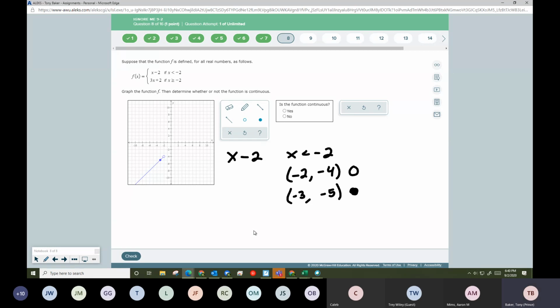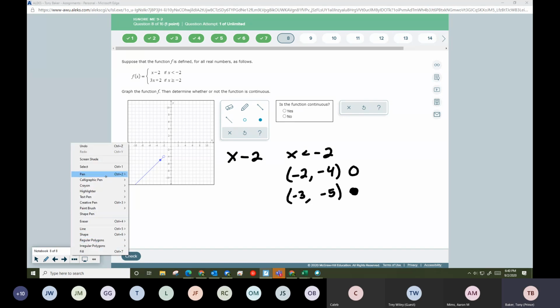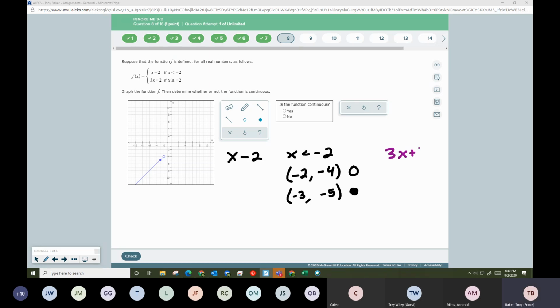Okay, now I'm going to do the other equation. I'm going to do the 3x plus 2, and this one is x greater than or equal to -2. Same thing, I'm going to use -2 because that's the point they gave me. I plug that in: -2 times 3, or -6, plus 2 is -4. Now that's a closed dot.